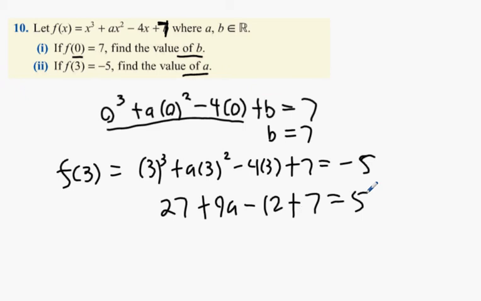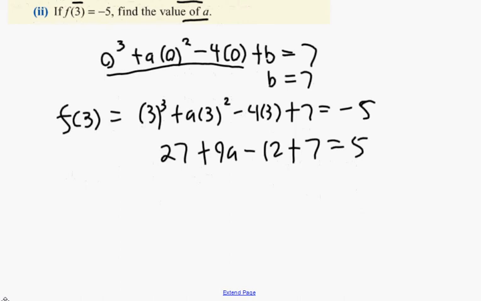If you bring the stuff over, you have to bring a lot of stuff over. We tidy, then we bring it over. So 27 minus 12 is 15. 15 plus 7? 22. Oh yeah.